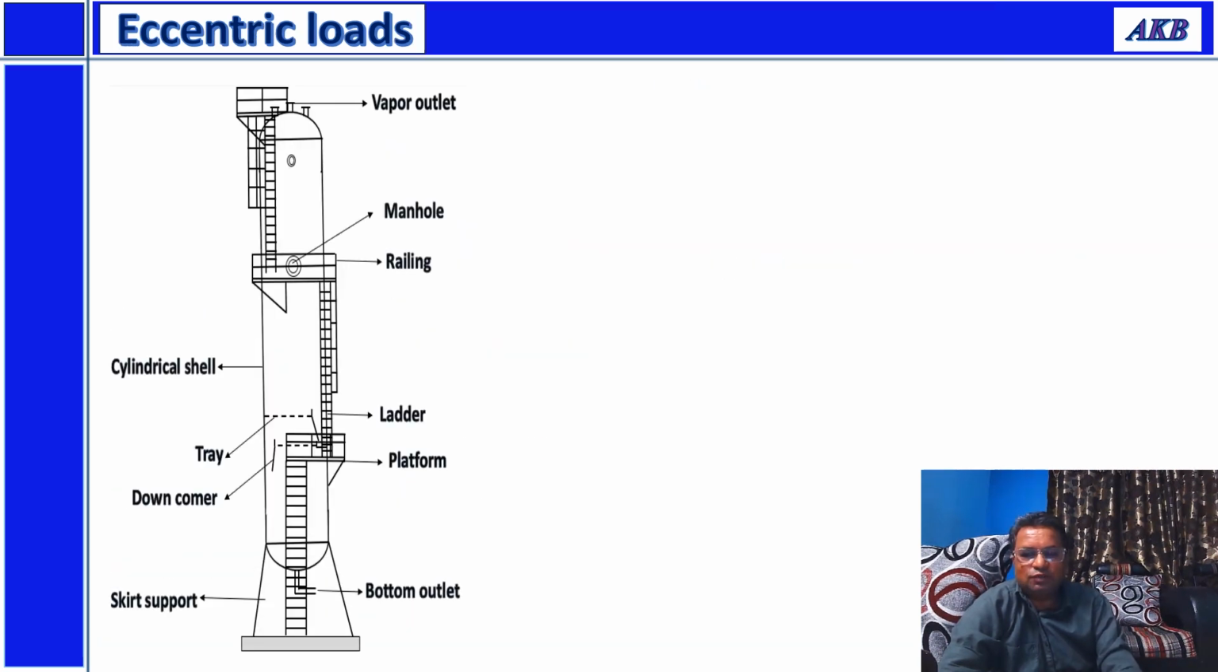Let us first understand what are eccentric loads. So I have shown a simple schematic of a tall column, tray column. So you can see there are various elements associated with this column. You have platform, you have ladder, railing, manhole, trays inside the column, downcomer, skirt support. Now let us understand what are the eccentric loads.